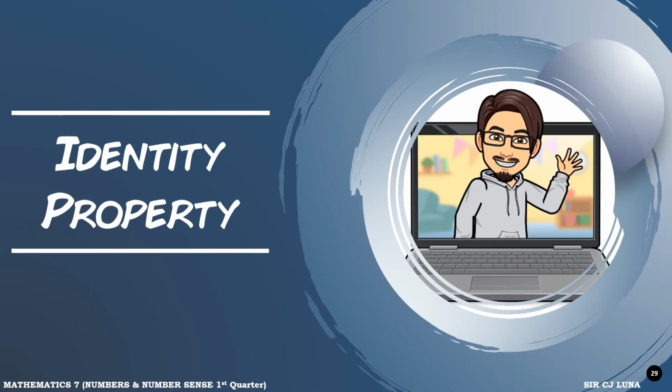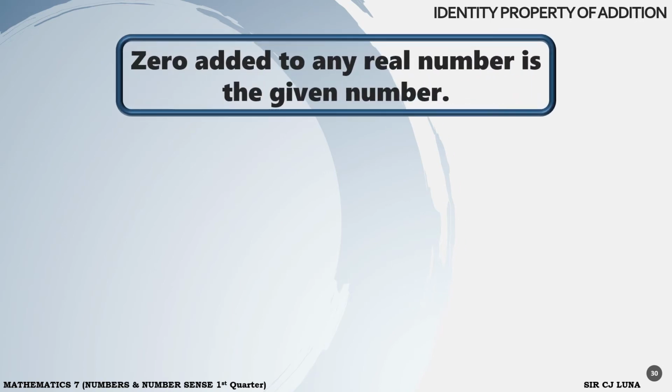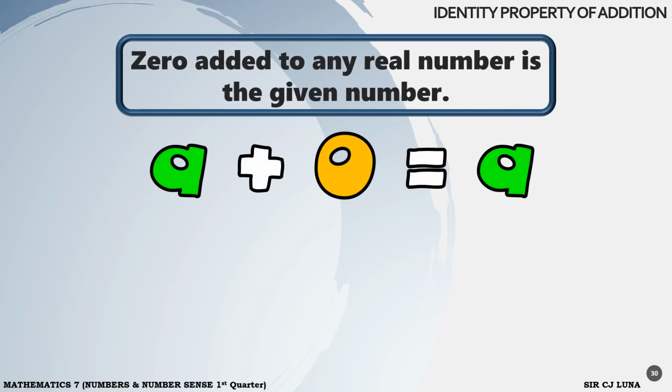Third property is what we call identity property. Identity property of addition. 0 added to any real number is the given number. A plus 0 is still A. Kahit anong number ang i-add mo sa 0, ang sagot ay yung number pa rin.